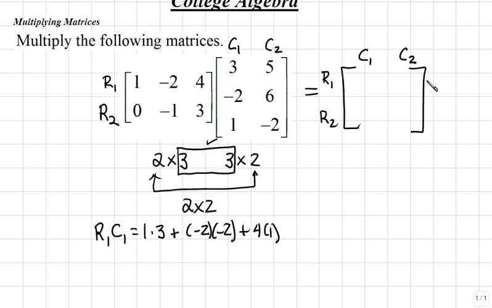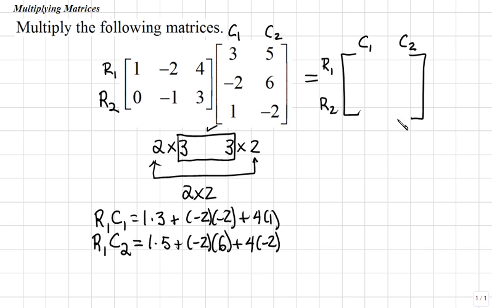So, for our second entry, row 1 and column 2, we'll take the first row from our first matrix and column 2 from our second matrix. That means this will be 1 times 5 plus our second numbers will be negative 2 times 6 plus our third numbers will be 4 times negative 2. Let's continue by finding our next entries. So we'll next find row 2, column 1.